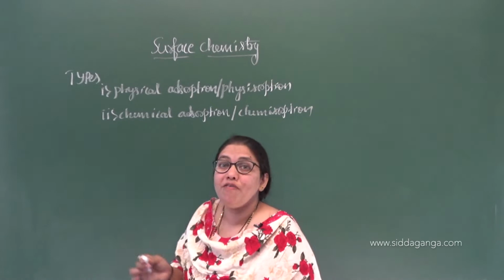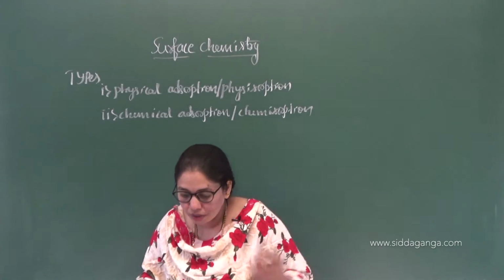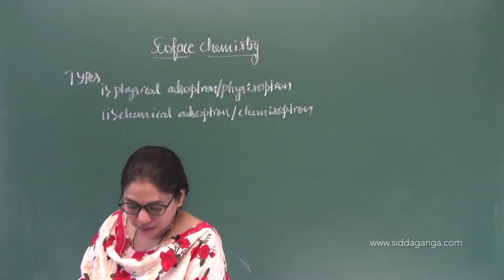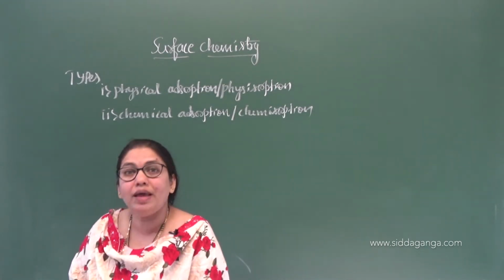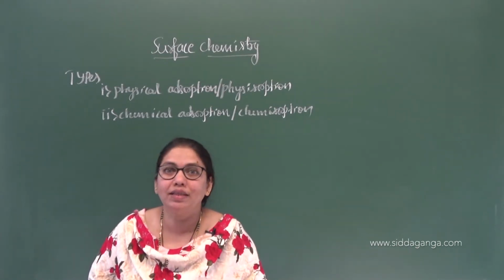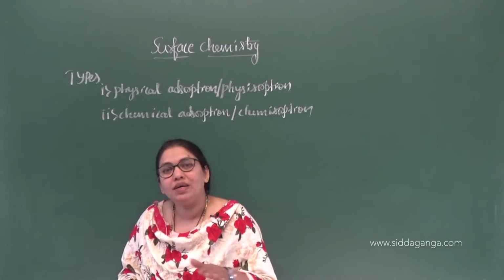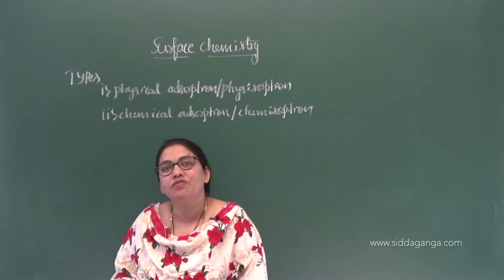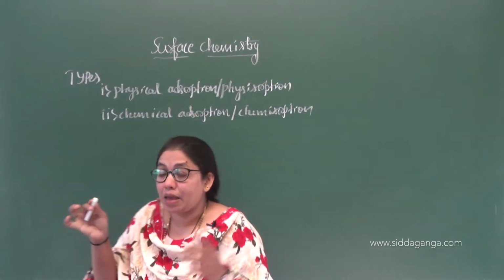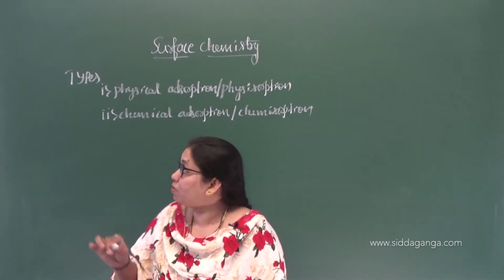They are classified based on the type of interactions between the adsorbent and the adsorbate. So you have to recall again: you know the meaning of adsorbate and adsorbent, right? Adsorbate is nothing but the gas or liquid which is undergoing adsorption, and adsorbent is the surface, usually solid, on which the adsorption is going to happen. So based on the type of interaction between the adsorbate and the adsorbent, it has been classified into two types.